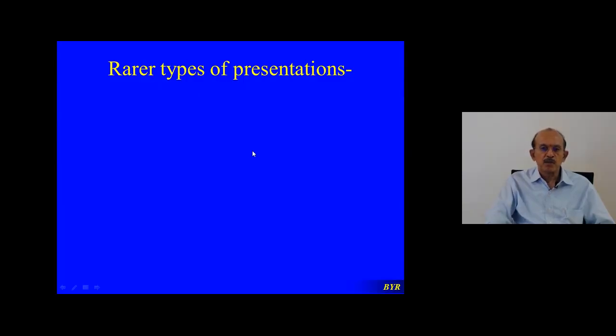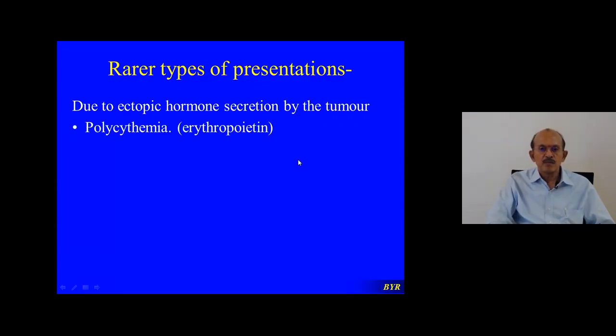Some rarer types of presentations. This tumor may secrete ectopic hormones. So there may be polycythemia. There may be hypertension. Renin and erythropoietin are the substances secreted by the kidney. So in tumors, sometimes they become hyperfunctional. So the patients may have polycythemia, or patients may have hypertension.